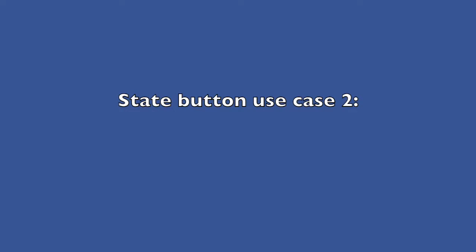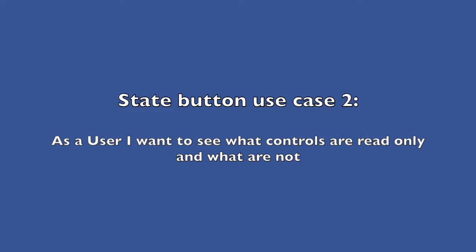Let's add another use case. As a user, I want to see what controls are read-only and what are not. For example, for these settings, for sound control and for music control, we could have a more important control that controls the silent mode. So when the silent mode is on, the sound and music controls are automatically disabled. So there is no reason for the user to manage it separately.